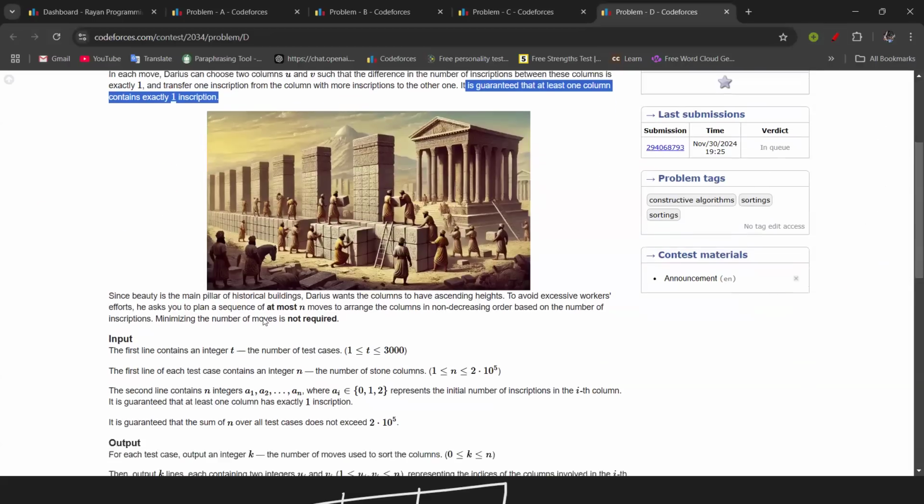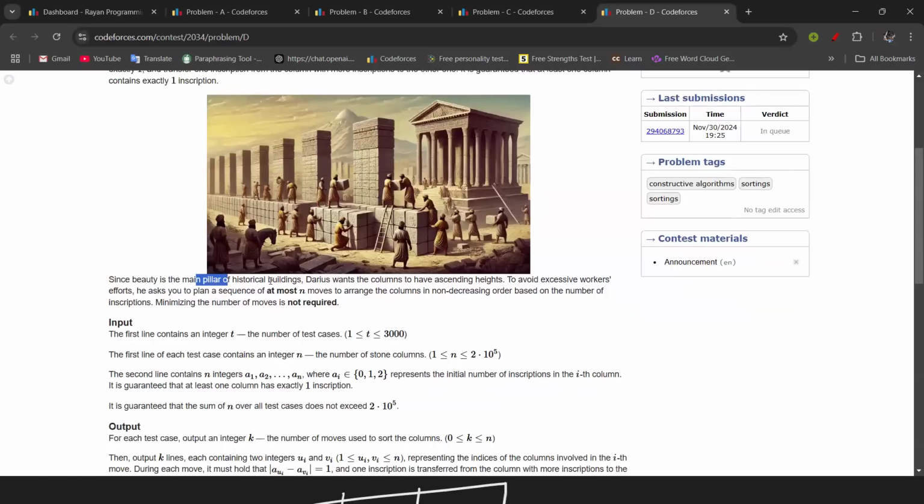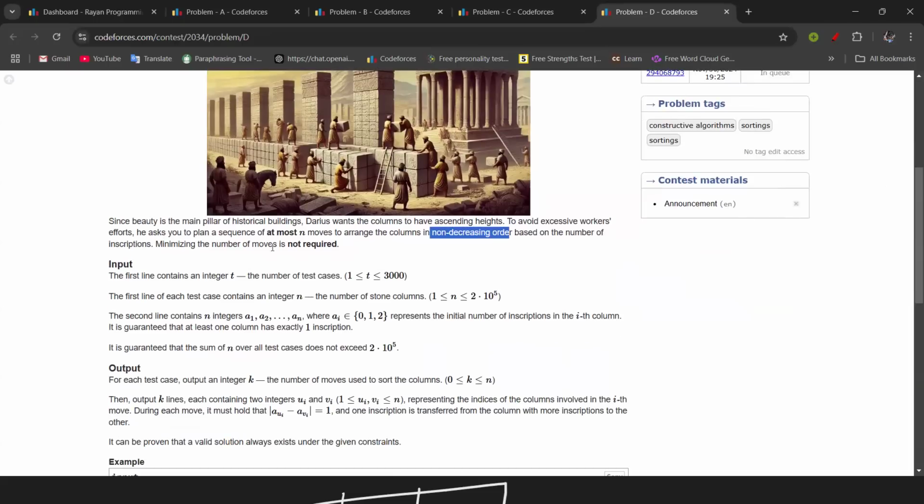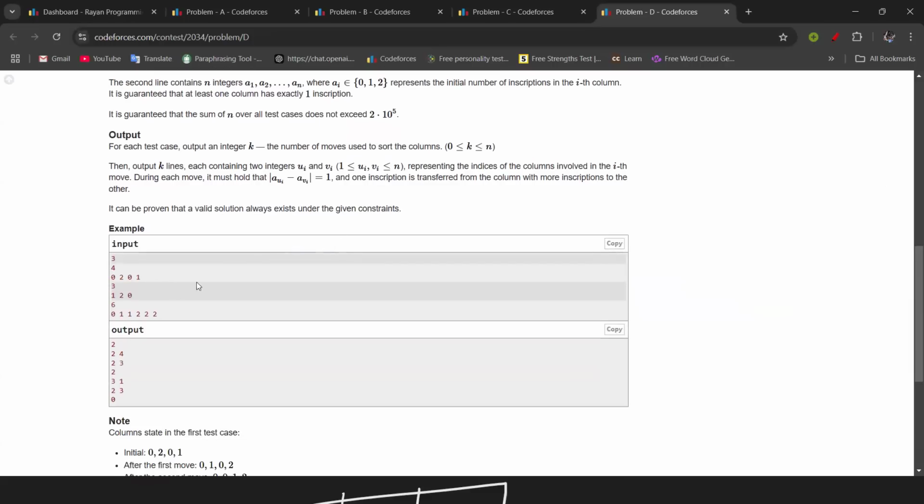Now since beauty is the main pillar of the design, the columns should be of ascending height to avoid excessive workload. Plan a sequence of at most n moves to arrange the columns in non-decreasing order based on the number of inscriptions. Minimizing the number of moves is not required. So what you need to do is, given an array consisting of zeros, ones, and twos only, sort that array in less than or equal to n moves.